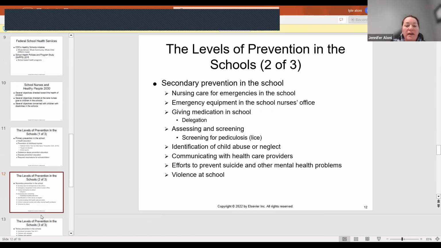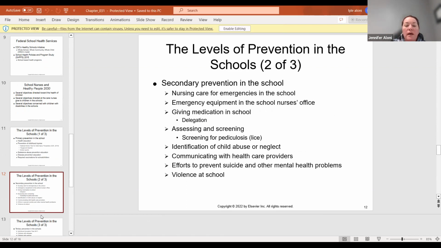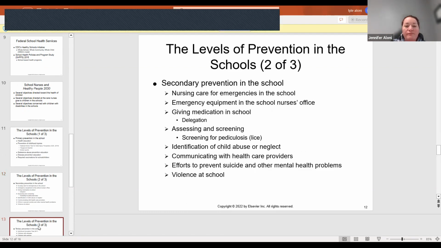We take a look at our secondary prevention in the schools, like nursing care for emergencies. We give medication in school. We screen for lice. We screen for scoliosis. We're screening for child abuse and neglect, and for violence in school and at the home.